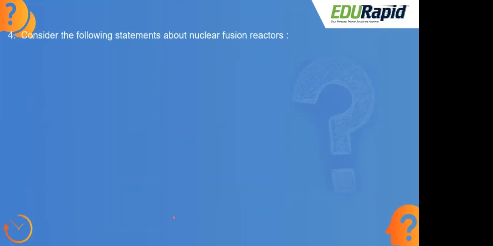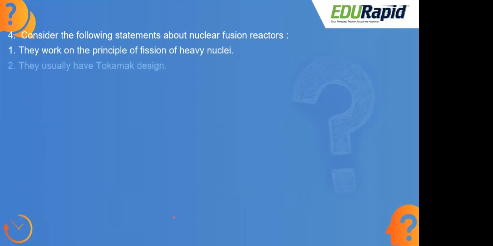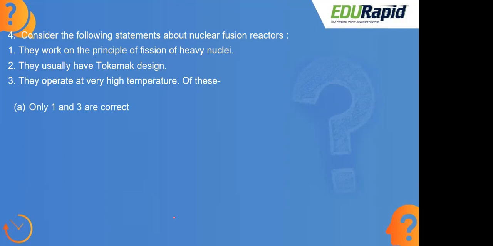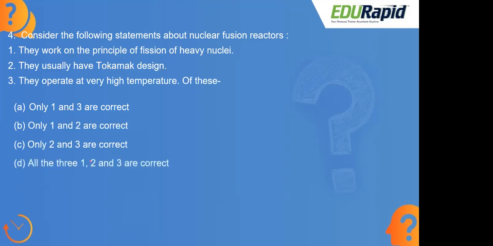Consider the following statements about nuclear fusion reactors. One, they work on the principle of fission of heavy nuclei. Two, they usually have tokamak design. Three, they operate at very high temperature. Of these, option A, only 1 and 3 are correct. Option B, only 1 and 2 are correct. Option C, only 2 and 3 are correct. Option D, all of them, that is 1, 2 and 3, are correct.